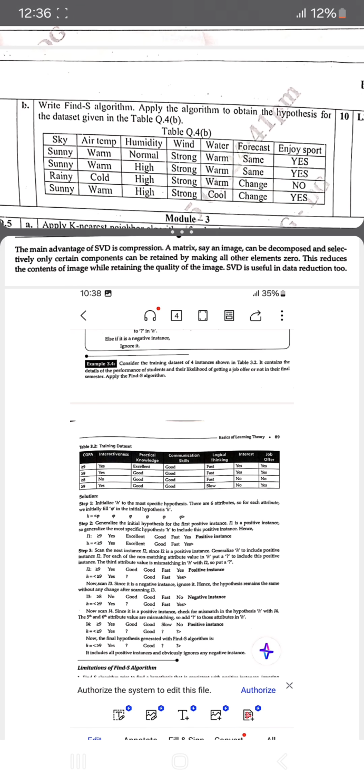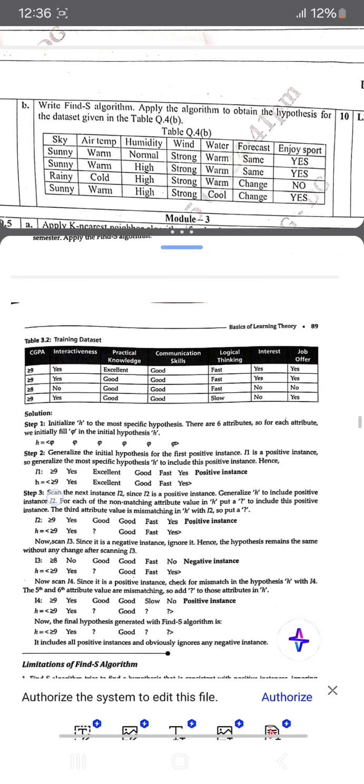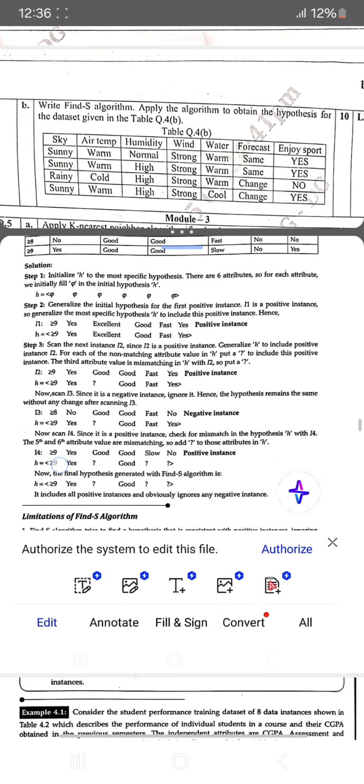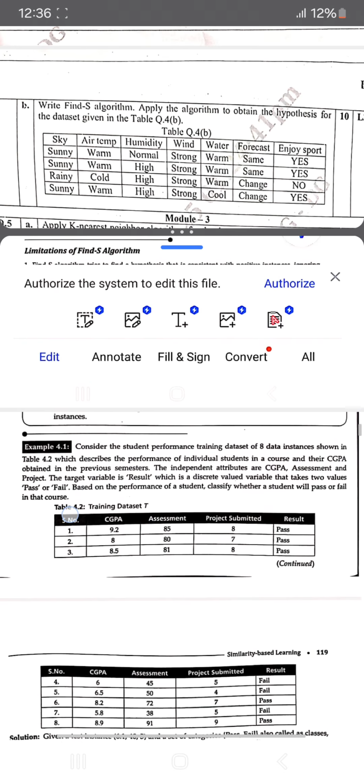Question number 4B. A similar example is not present in our textbook, so this is similar to that example. The solution is the same, just the values are different. With reference you can solve that.